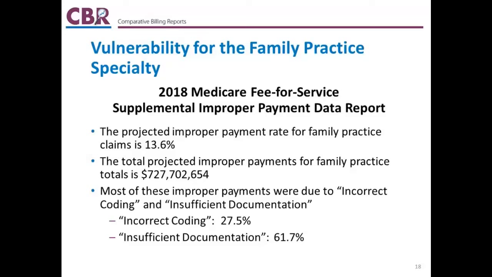Most of these improper payments are due to incorrect coding, but insufficient documentation is also partly to blame. You can see here that 27.5% of projected improper payments are due to incorrect coding, while 61.7% of the projected improper payments are due to insufficient documentation. Again, we can see what a huge part of the payment process is contributed to by documentation and correct coding.